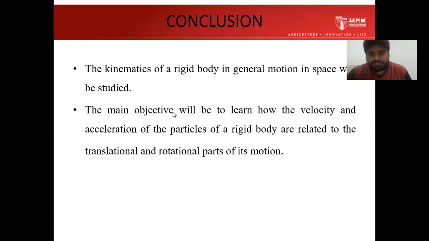So the conclusion: the kinematics of the rigid body in general motion in space will be studied, and the main objective will be to learn how the velocity and acceleration of a particle of the rigid body are related to the translational and rotational parts of its motion.